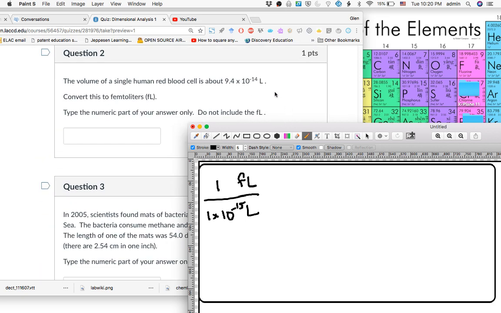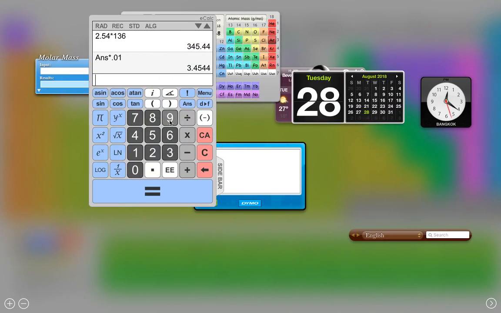The reason I did that is because liters are in the problem. I'm going to put liters here: 9.4 times 10 to the minus 14 liters. All right, so the liters cancel out. I do not have to connect this to anything at all because this is the given information and it is not connected to any other unit or quantity. So this is just going to be everything on top multiplied, everything on the bottom divided. So 9.4 e minus 14 divided by 1 e negative 15. So that's 9.4, and for the exponent I can't use minus, it's the negative key.